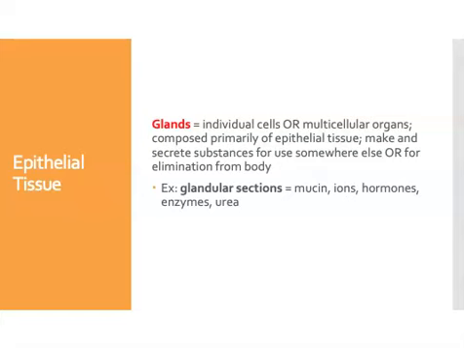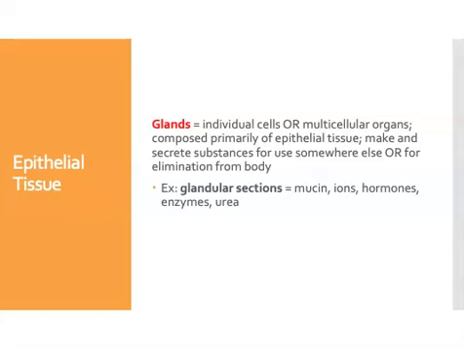So that's a long and complex definition, but it basically tells us what the structure of glands is: individual cells or multicellular organs that are made out of epithelial tissue. It tells us what glands do, make and secrete substances, and how they do it. They send those substances somewhere else, or they send those substances to be eliminated from the body.